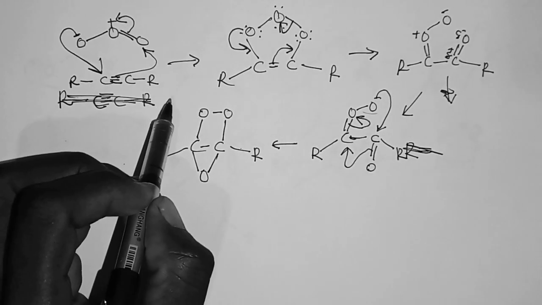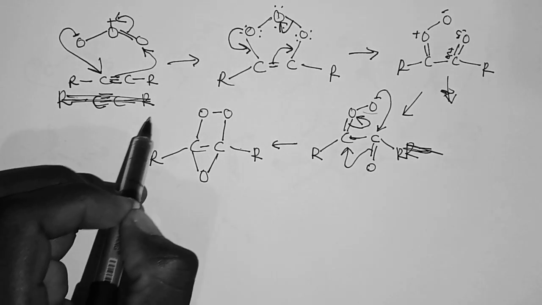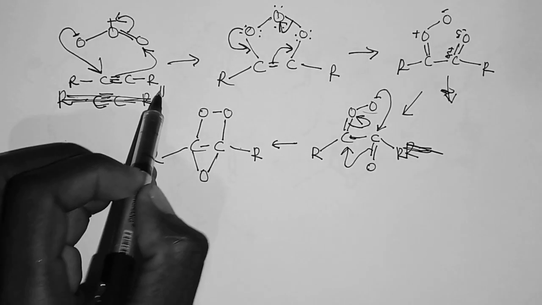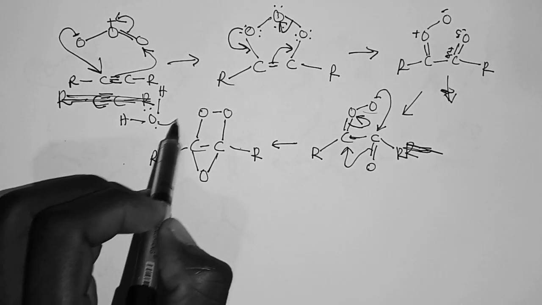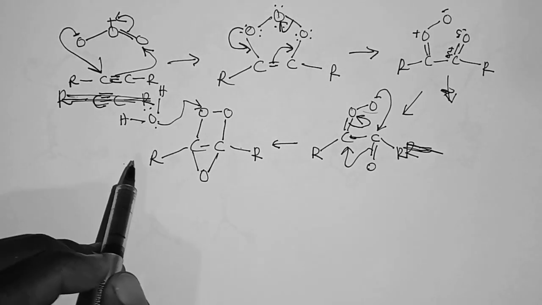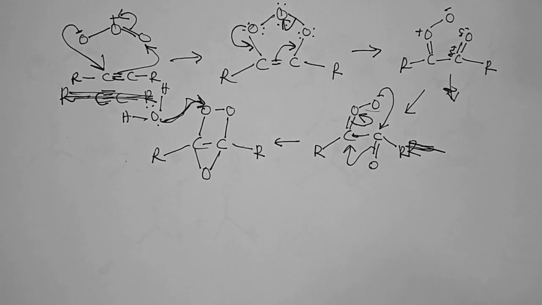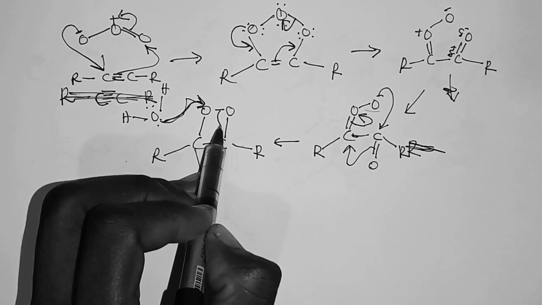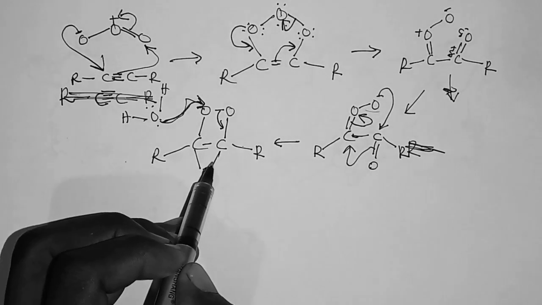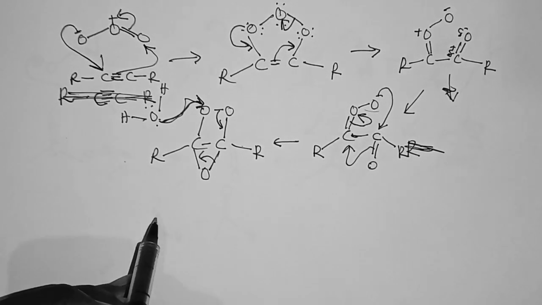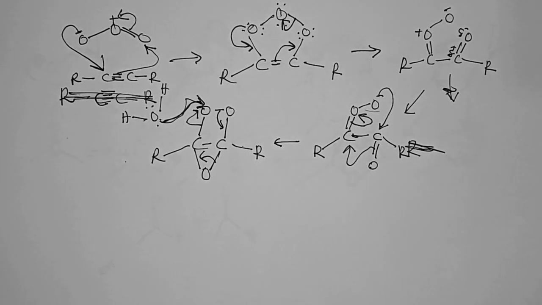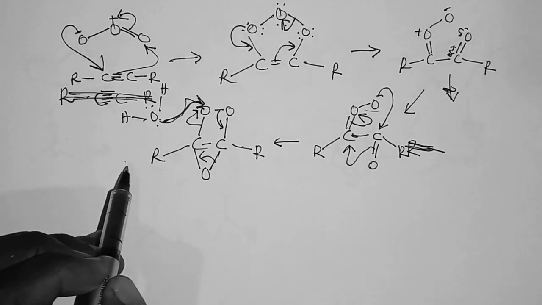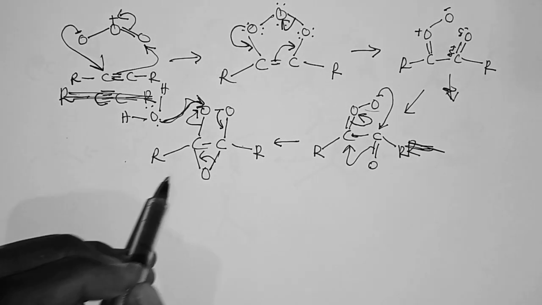But remember that this reaction is happening in the presence of water. And water has two lone pairs. So it will use one of its lone pairs to attack this oxygen. And then that will cause this bond to cleave, causing this one to also cleave, and that will move this pair of electrons to that oxygen. So the intermediate we are going to form is this molecule.